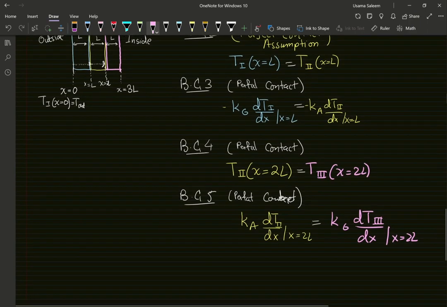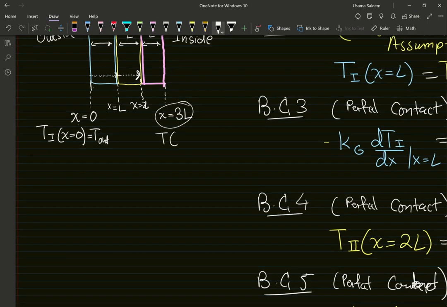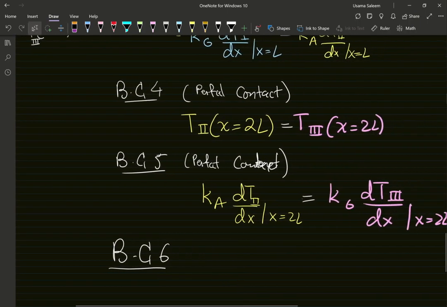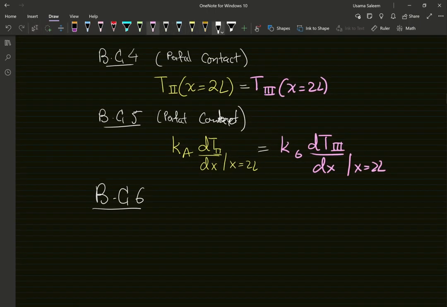Okay, and my final boundary condition is going to be at the temperature that's been specified at x equals 3L. If you remember the problem statement, I said that the temperature of the third domain at x equals 3L is held constant at T sub in. Refer to the previous video for the description, and you can find that in the info that I provided with the problem. So my final boundary condition is just going to be T3 at x equals 3L equals T_in, another nice Dirichlet boundary condition.